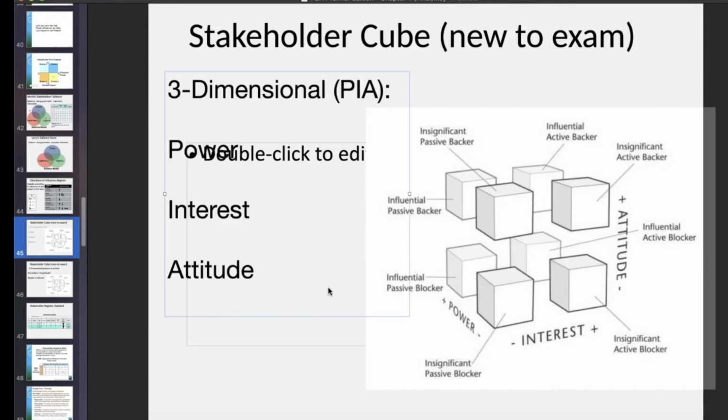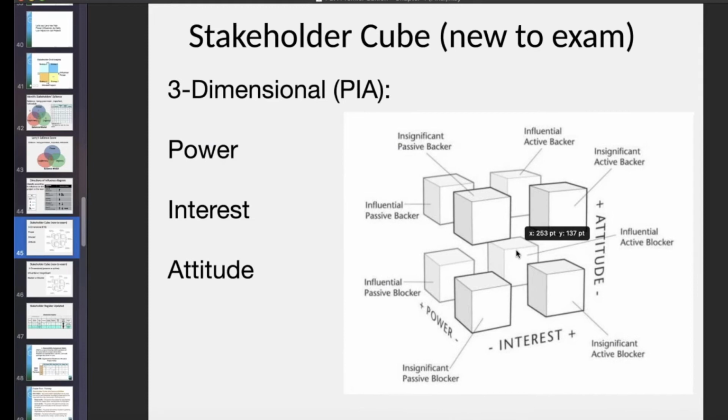What is a stakeholder cube? A stakeholder cube is new for this exam and other PMI exams, but it's a cube. Cubes have 3 dimensions. All right, and the 3 dimensions are, I call it PIA, P-I-A, power, interest. Look at that, attitude. You take into consideration the person's attitude. How wicked is that? Such a great tool. Look at how awesome that is.